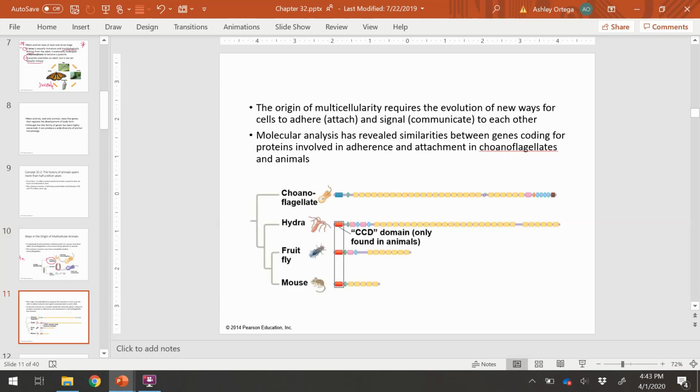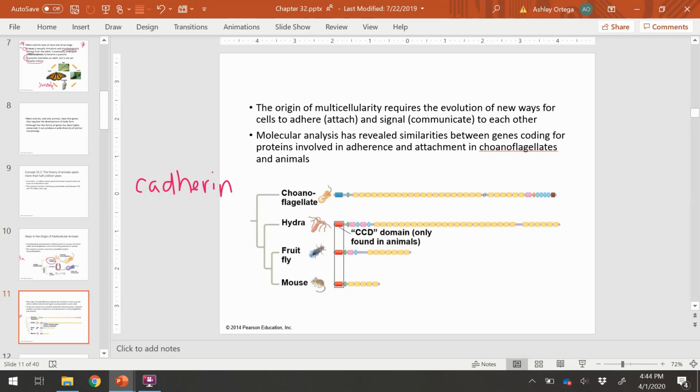And so studying that here, you would see that there are new ways for the cells to attach and signal or communicate with each other. And so those processes come from proteins. So there are proteins that help the cells adhere to one another as well as communicate. And so those are actually called cadherins. I hopefully have this spelled correctly. Cadherin protein is what helps anchor it.